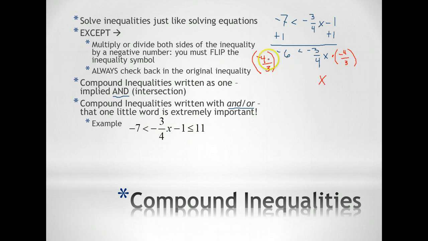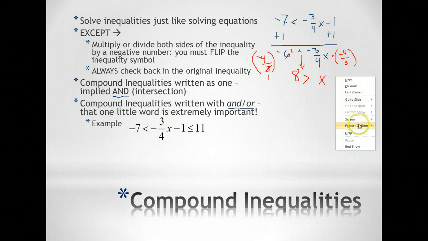Now I'm multiplying by a negative number, so I have to flip my inequality symbol. So that goes from a less than to a greater than symbol. And then I divide. 3 goes into 6 twice, and I get -4 times -2 is +8. So that's the first one. Let me change my pointer back to blue, and then we'll do the second one.